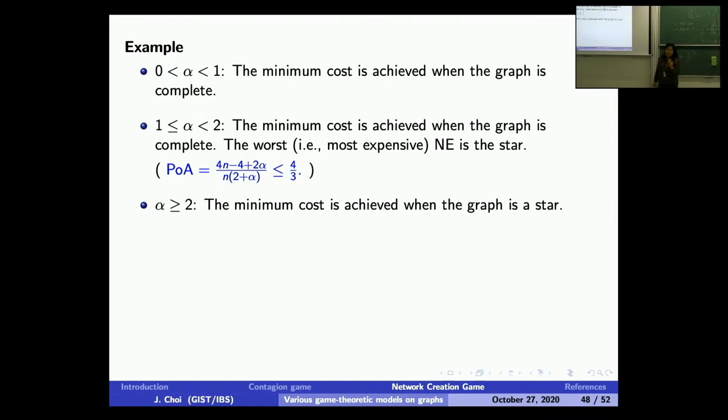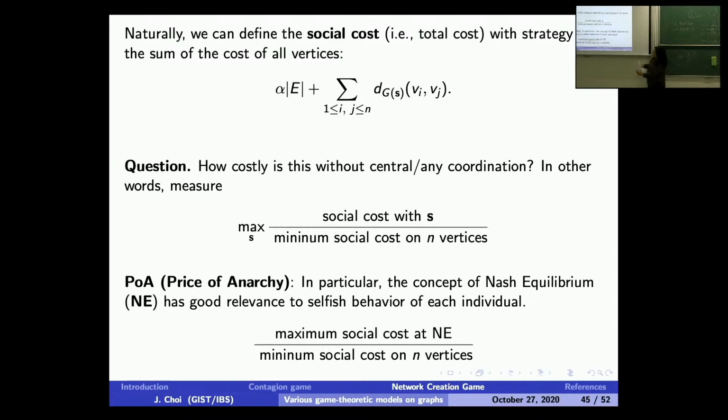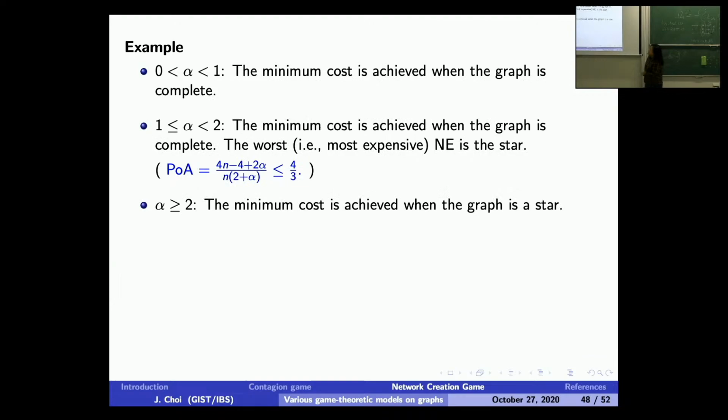And did I mention the name of this ratio, the maximum? Sorry, that's the maximum. That is called the price of anarchy, right? The price of chaos. So there's this POA, or price of anarchy. To calculate it, what about this social optimum? Which graph saves the most cost?